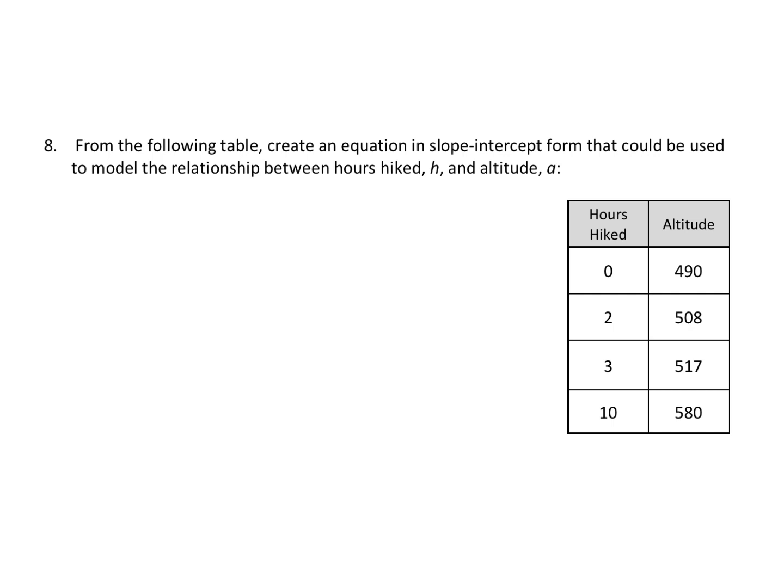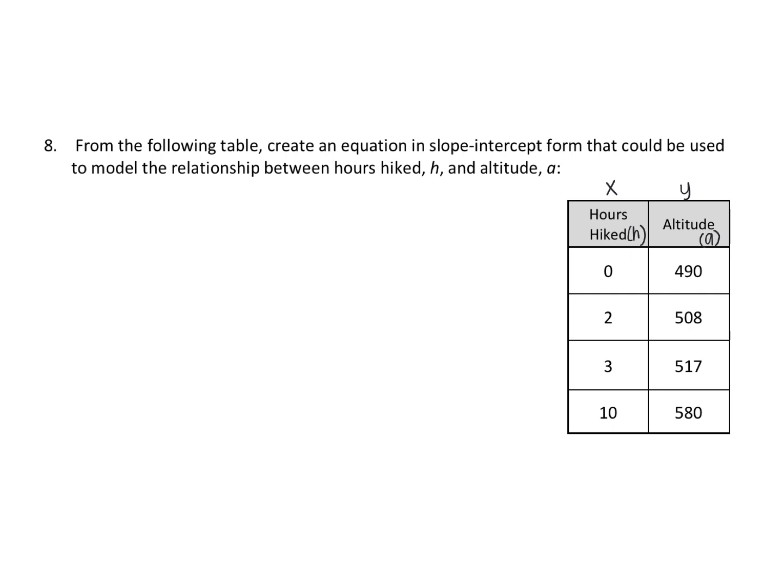For question 8, we're given a table and we're asked to create an equation in slope-intercept form to model the relationship. Here we're told that hours hiked is h and altitude is a, and we don't see the x and y, but we know that the left column in vertical tables is always x and the right column is always y because we read left to right.